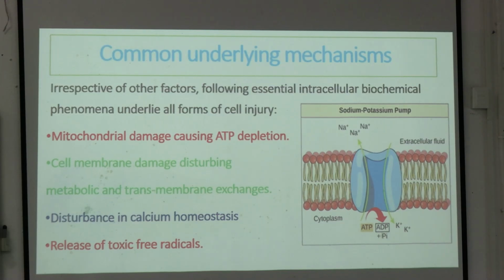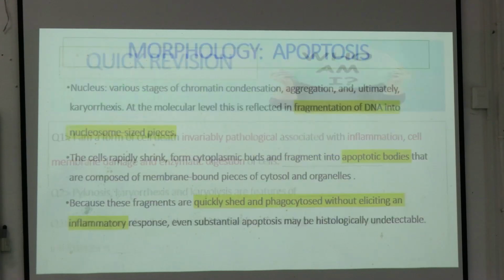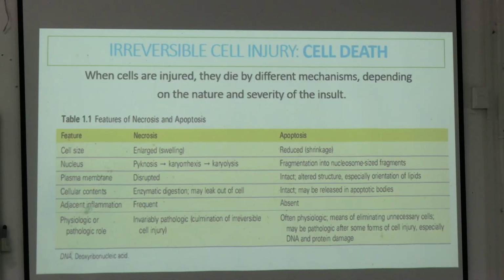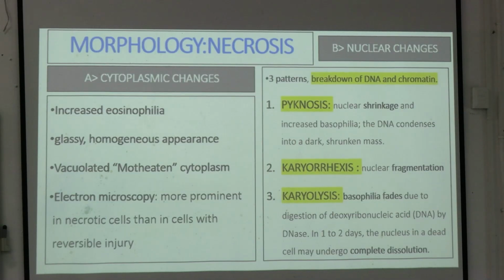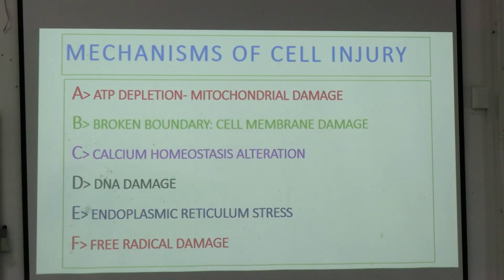Mitochondrial damage causing ATP depletion, cell membrane damage, disturbing metabolic and transmembrane exchanges, disturbances in calcium homeostasis, release of free toxic radicals. But to make matters easier for you, I have classified those mechanisms in the following way. So, the word injury has 6 letters. For you to remember, your mechanisms are also 6, and to make things easier for you, it follows the normal ABCDs. Okay? So there are 6 letters in cell injury, so there are 6 mechanisms, and it follows the ABCD rule. So what is it? A is for ATP. So what is the powerhouse of the cell that generates ATP?